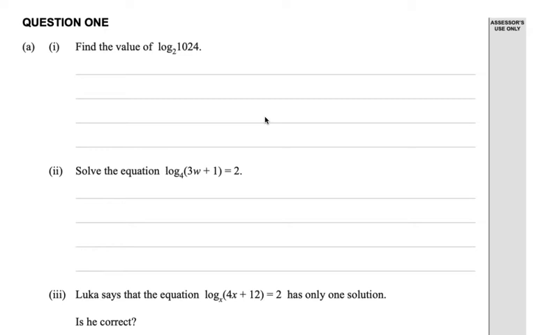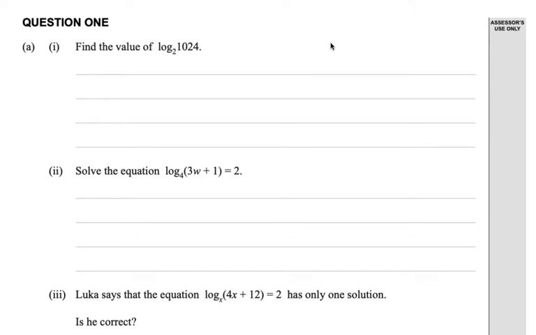This is the Year 12, 2015, algebra paper. Let's have a look at question 1. Logarithm definitely is one of the questions that will pop out very often. And for this paper, the emphasis is really on the definition of log.